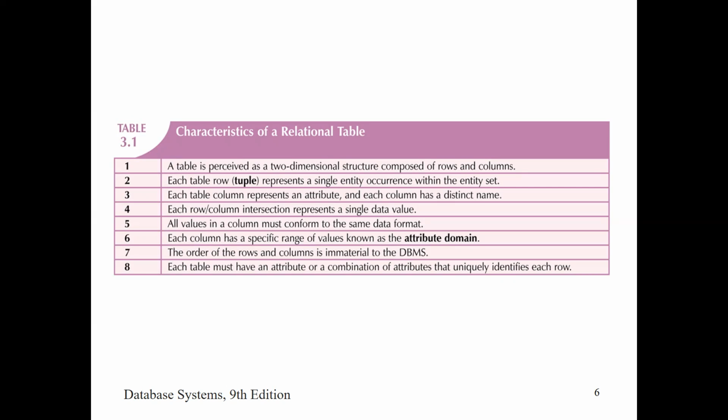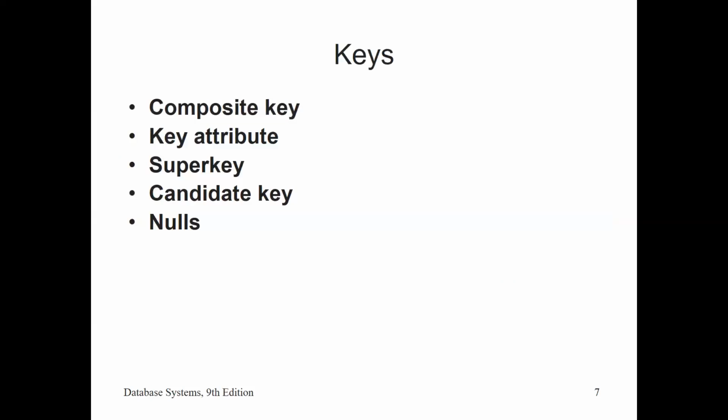The order of the rows and columns is immaterial to the database management system. Each table must have an attribute or combination of attributes that uniquely identifies each row. Relational models have keys. Each row in a table must be uniquely identifiable. A key is one or more attributes that determine other attributes. A key's role is based on determination. Example: if you know the value of attribute A, you can determine the value of attribute B.